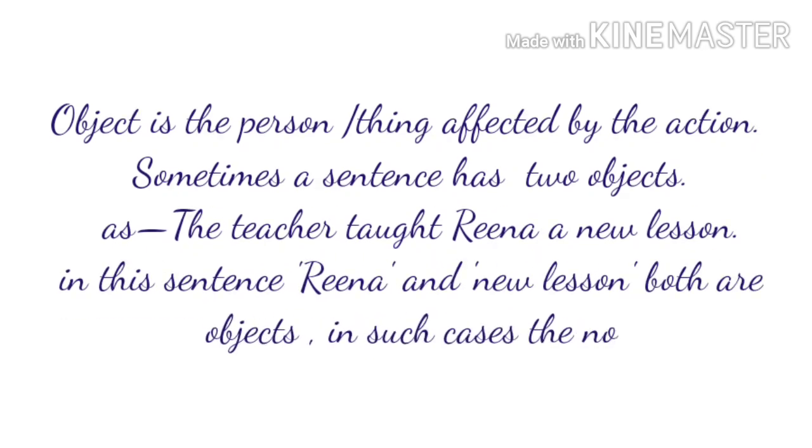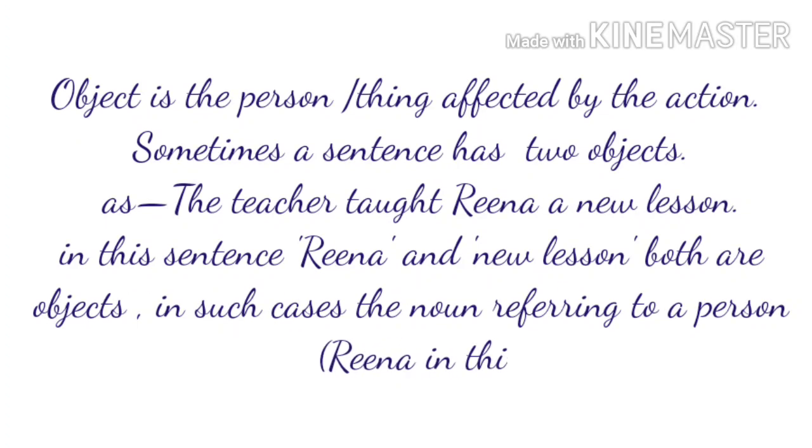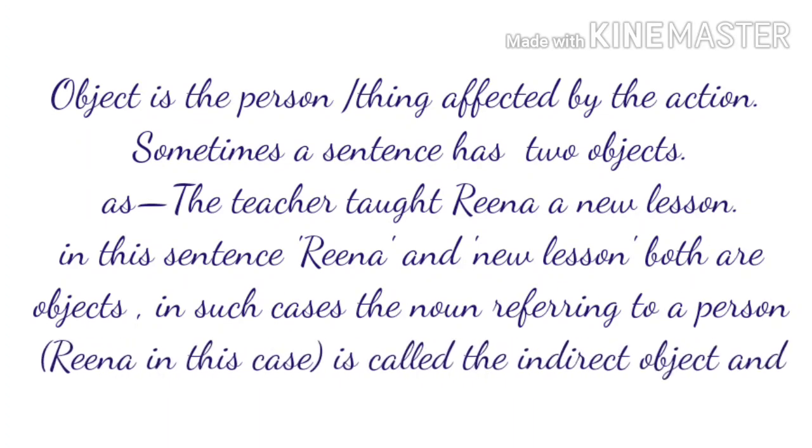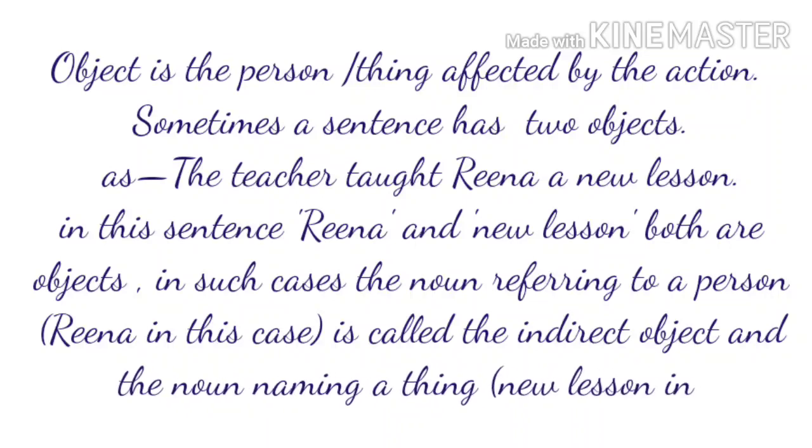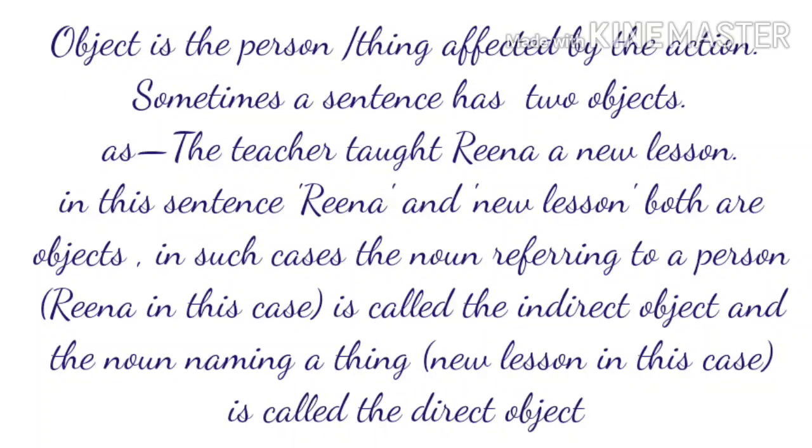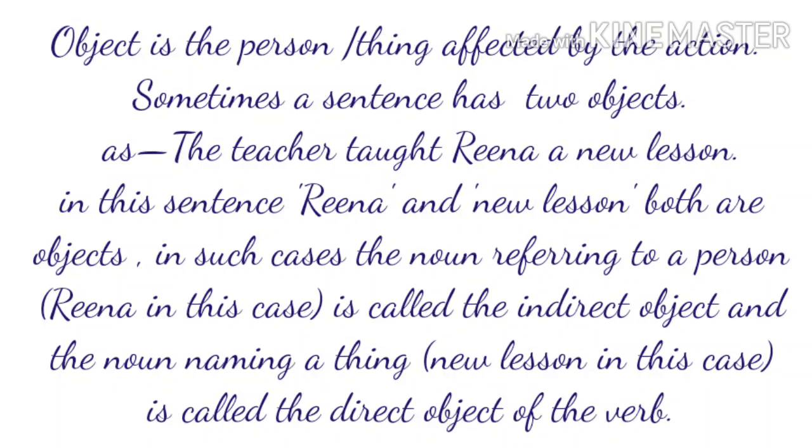Sometimes a sentence has two objects, as in: The teacher taught Reena a new lesson. In this sentence, Reena and new lesson are both objects. In such cases, the noun referring to a person, Reena in this case, is called the indirect object, and the noun naming a thing, new lesson in this case, is called the direct object of the verb.